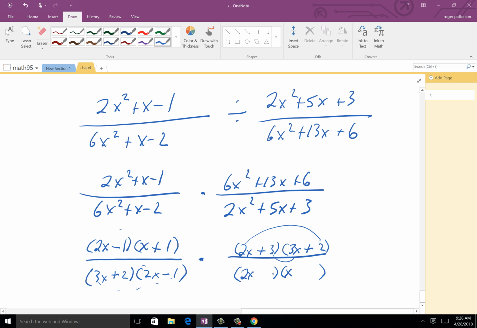The 3 is going to go with the 2, so it's going to look like that. And then the 1 here, let's see if she's right. So we got a 3 here. We got a 2 there. Yep, sure enough, that gives me 5. Good deal. Everything's positive. Plus, plus.